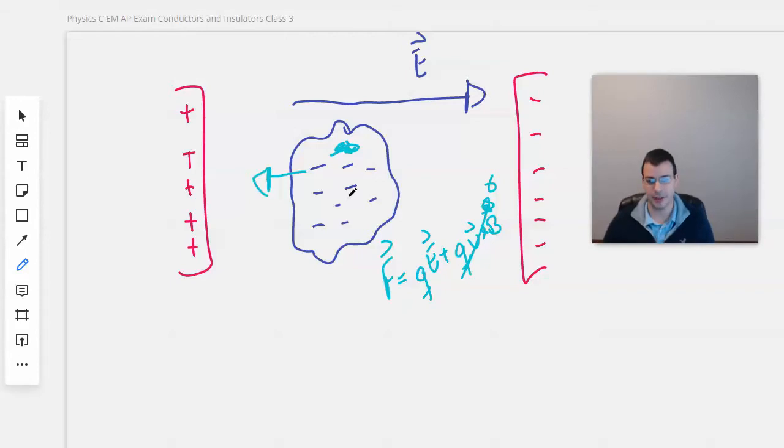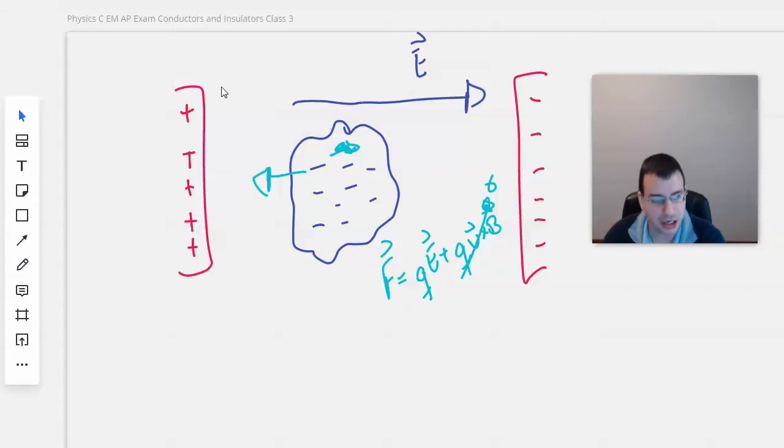AP exam, and the charges don't move within the solid. The solid can still feel a force on it, and so generally the force that's attributed to the charges will then be transferred over to the object as a whole. And we're assuming perfect for this exam. Seem pretty reasonable? Any questions? Okay. So that is an insulator.